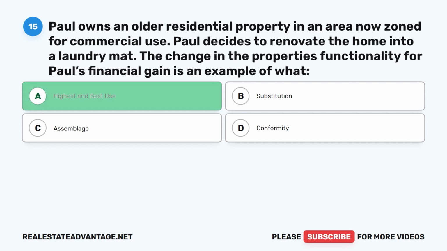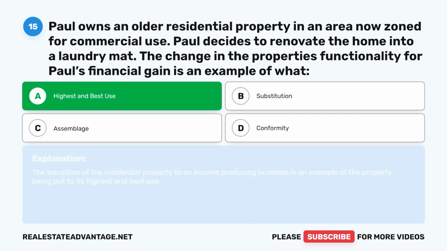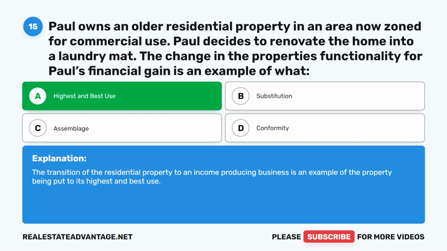The correct answer is A. Highest and best use. The transition of the residential property to an income-producing business is an example of the property being put to its highest and best use.